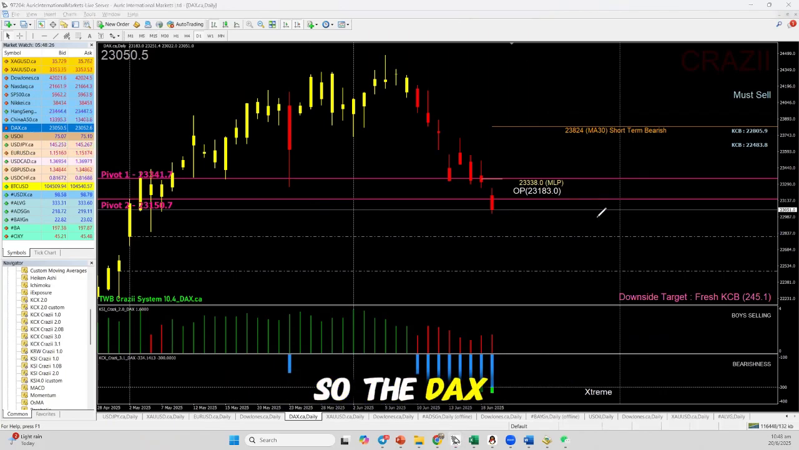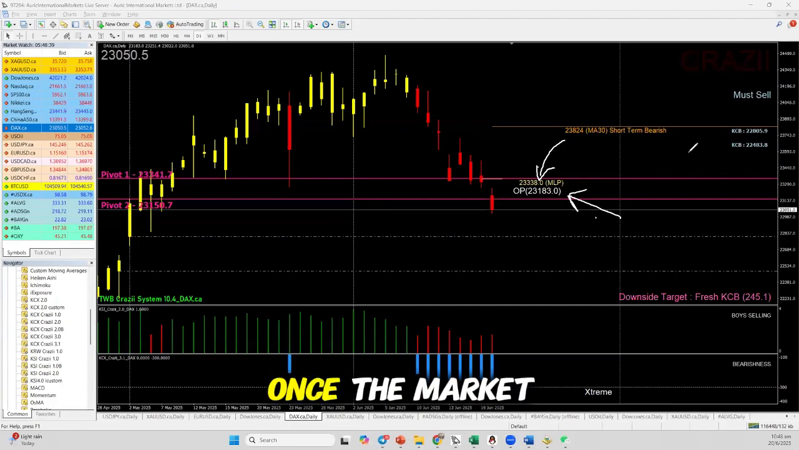All right. So the DEX yesterday opened at 23,183. The MLP is 23,338. So very clearly, the market opening price is below MLP. The market will prefer to sell over buy once the market trades below OP. That is confirmed for sure.